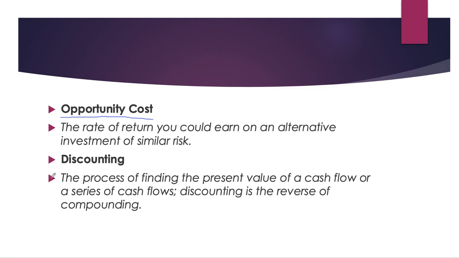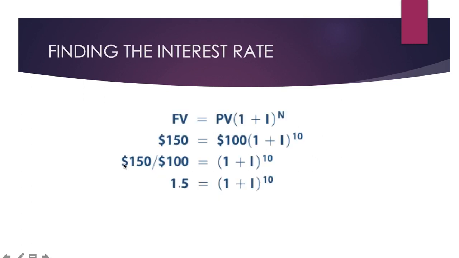Okay, and we have the so-called discounting. That's the process of finding the present value of a cash flow or a series of cash flows. Discounting is the reverse of compounding. So for example, if we want to find the interest rate, then we would need to know the future value and the present value. And then we can solve this equation for the interest rate, just treating the interest rate as the unknown variable here.